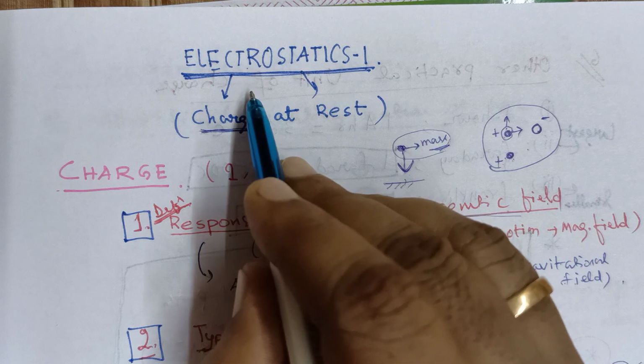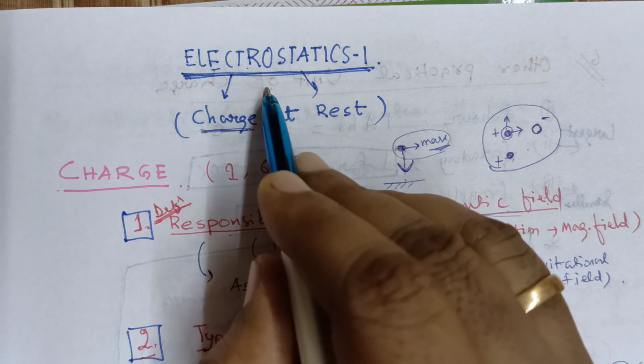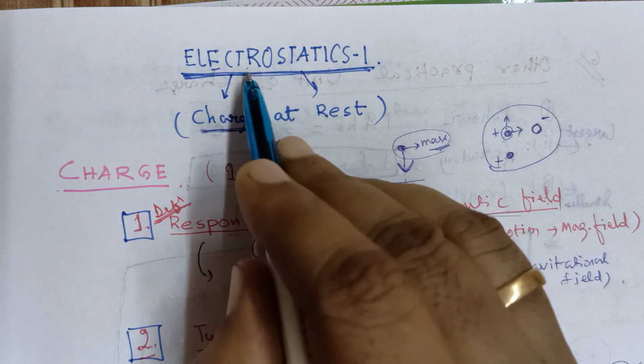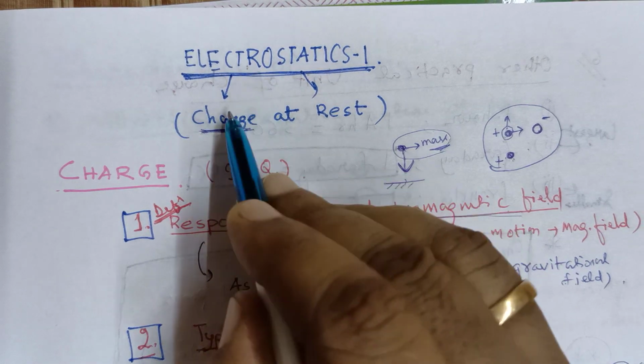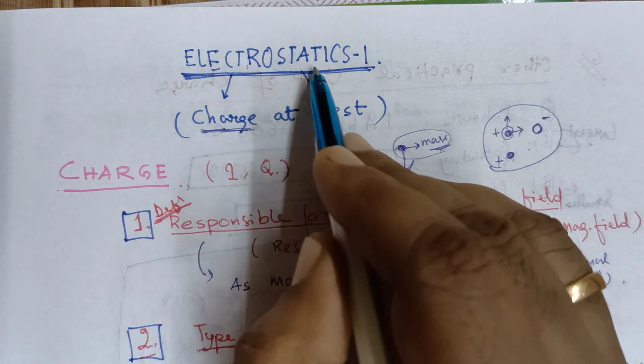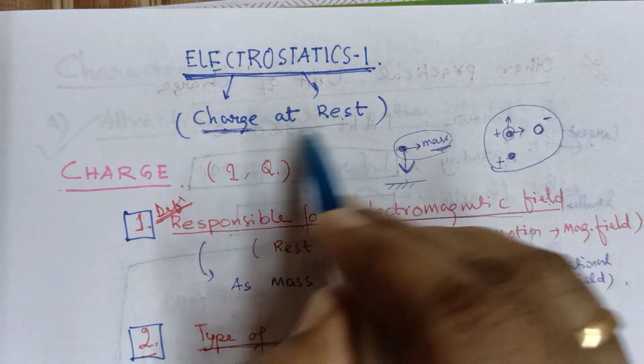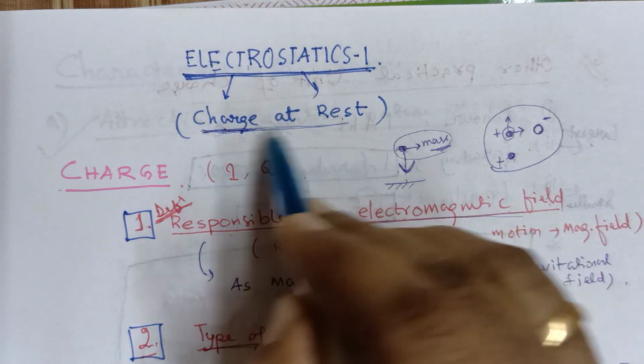So whether a body is charged or not depends upon the electron. So electron is the key factor of charge. That's why we talk about charge in relation to electron. Statics means rest. So our topic is charge at rest.